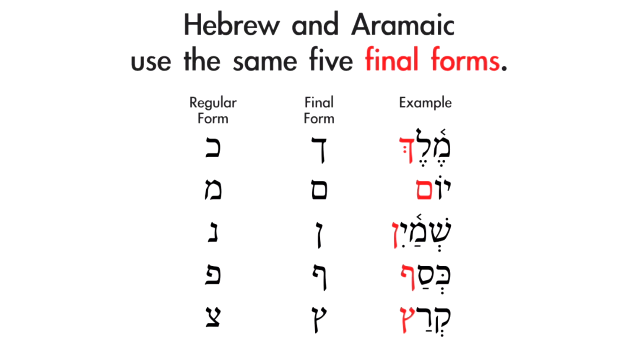So let's look at them again. In the example column on the very right, you can see the five final forms in action. For example, in the first word, melech, you see the final kaf with a shawa in it. Or in the second example, yom, you'll see the final mim. Or shemayin, the final nun. Kasaf, the final pe. And karatz, the final tsade. These are the five final forms that you must memorize before you move on. Now, hopefully, you already have these in your brain, but if not, take time to know exactly how they're written and where they appear at the end of a word. Hebrew and Aramaic also share the six so-called begad kafat consonants.